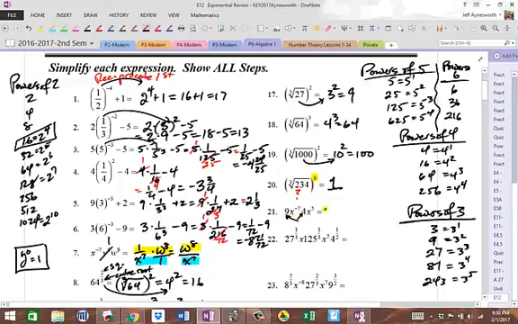9 times 4 is 36. And then we add exponents here when we multiply like variables. So we have x to the negative 2, and that's equal to 36 divided by x squared. Always write your answer using positive exponents.